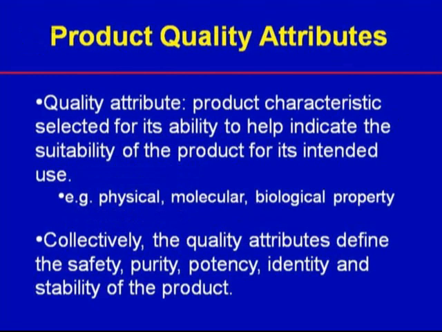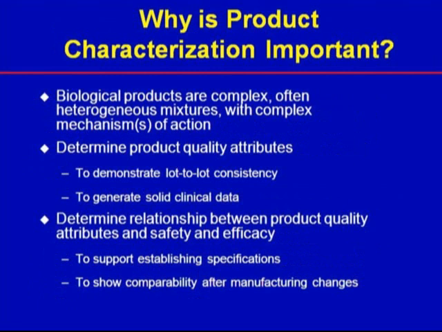A quality product attribute is a product characteristic selected for its ability to ensure the suitability of the product for its intended use. It may include, for example, physical, molecular, or biological properties of the product. Collectively, the quality attributes define the safety, purity, potency, identity, and stability of the product. Understanding your product's quality attributes is critical to successful product development.